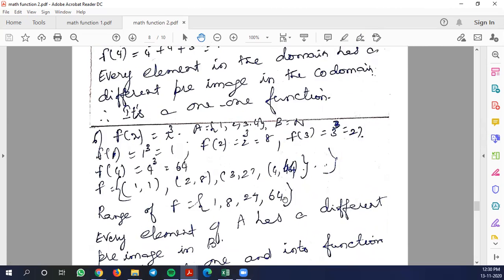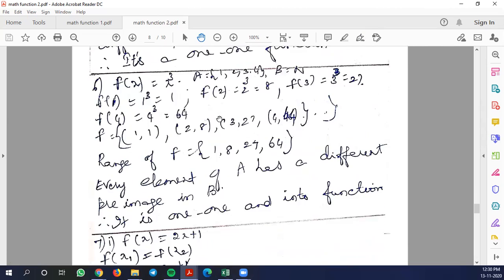Now, sixth sum. A is equal to {1, 2, 3, 4} and f of x is given as x cube. So here first we have to substitute, f of 1, 1 cube is 1. F of 2, in the place of x, 2 cube is 8. F of 3, 3 cube is 27. F of 4, 4 cube is 64. Now the function we have found: f is equal to {(1, 1), (2, 8), (3, 27) and (4, 64)}.